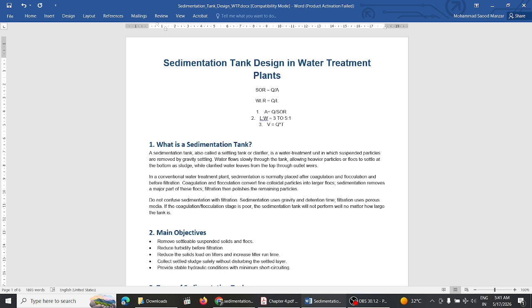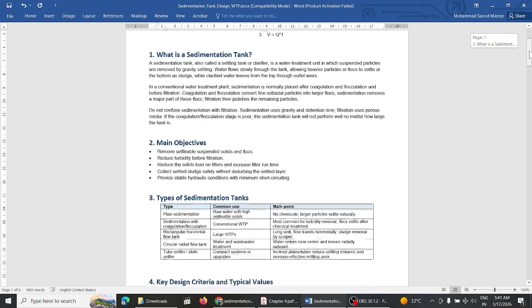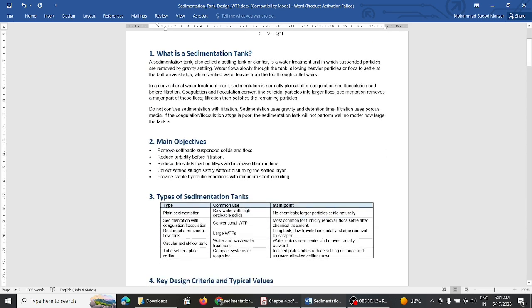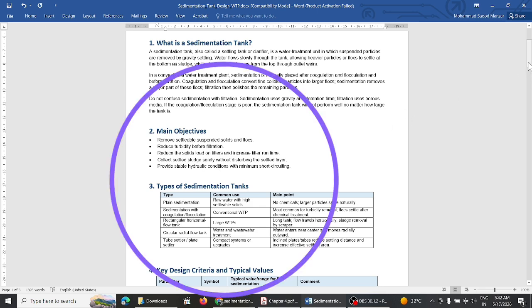Now, for example, we already saw this. What are the objectives of a sedimentation tank? Collect sludge, we all know this. Reduce the load on filters and increase run time. Collect settled sludge safely without disturbing the settled layer, which has already settled. Provide a stable hydraulic condition with minimum short circuiting.